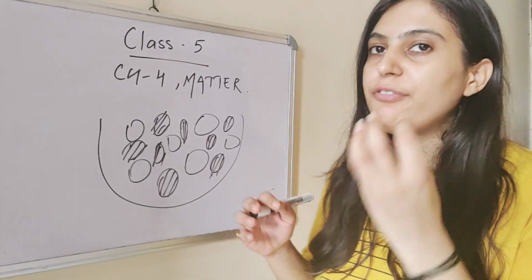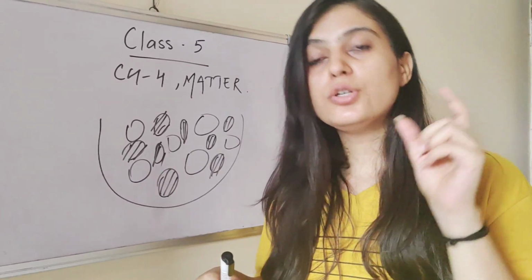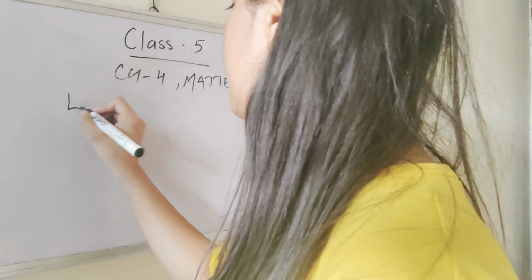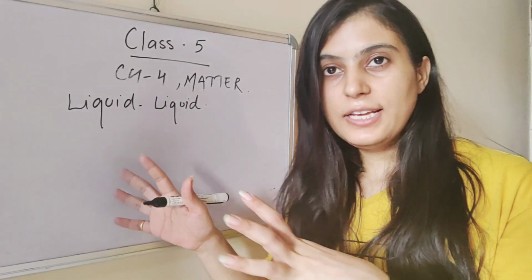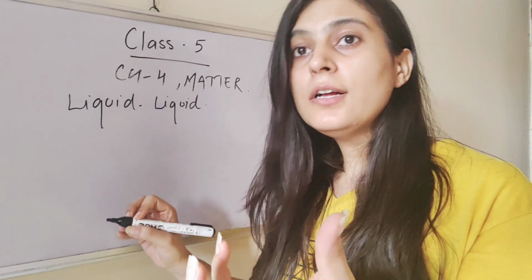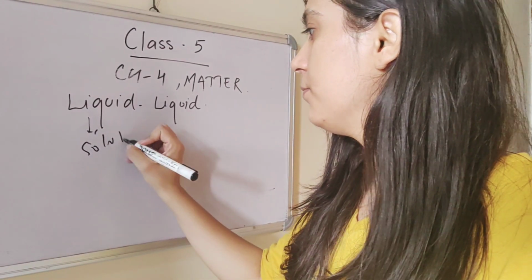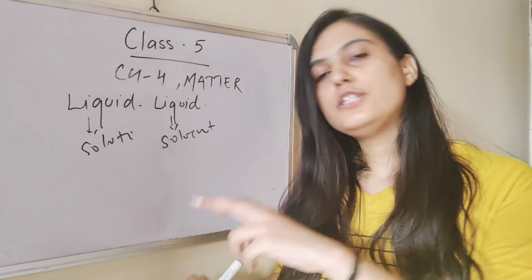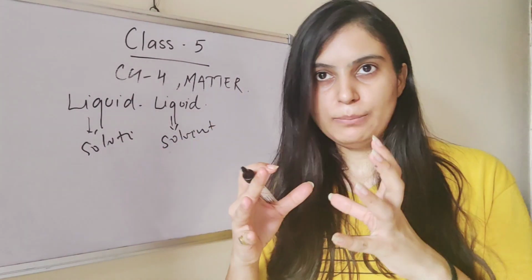Next are the different types of solutions. There are two types of solutions. One is liquid and one is liquid gases. First is liquid. In liquid, the solute is a liquid and the solvent is also a liquid. In this, there are two types of solutions, basically miscible liquids and immiscible liquids.